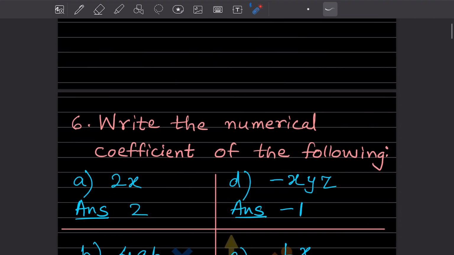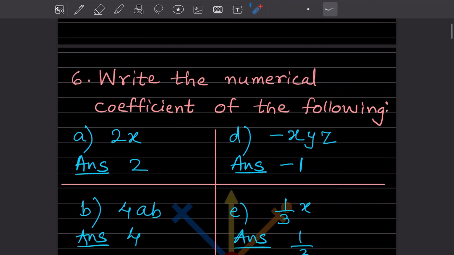Now what are you going to do? The next question says, write the numerical coefficient of the following. So you know the coefficient. I have done this term also in my glossary part in the previous video. Just go through that. Coefficient means it is a number. Okay, so now what are we going to write? This is the variable here, x, and the coefficient of this variable is 2. So the numerical coefficient of this is 2.